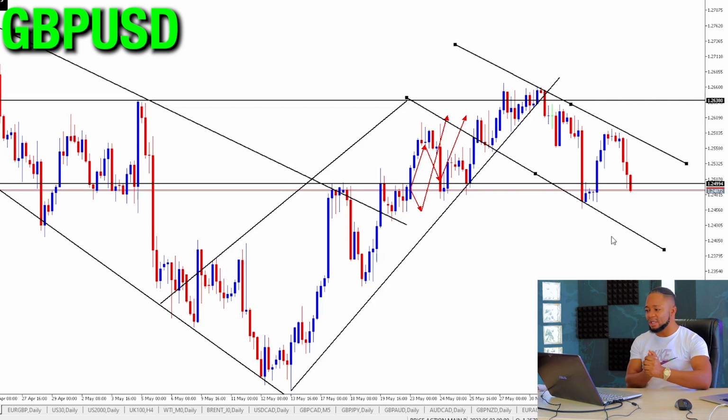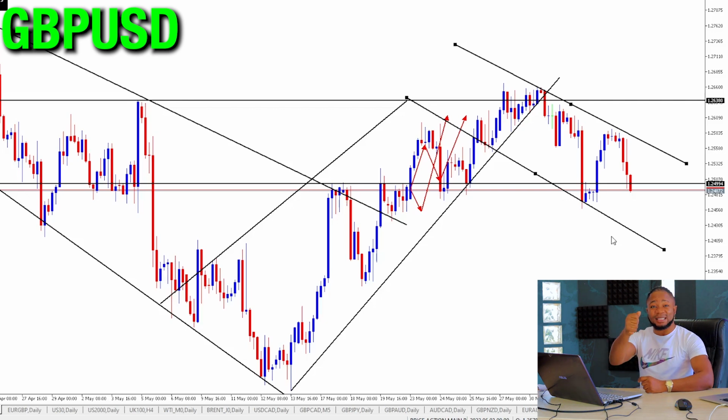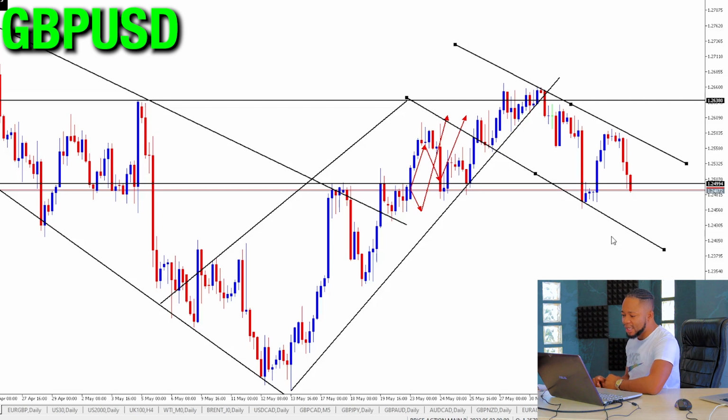Trying to catch a falling knife is when the market is in a downtrend and you're trying to buy, or the market is in an uptrend and you're trying to sell. It's like trying to catch a falling knife. It's going to wound you. You're not going to succeed. So the first rule is here, I only have to be looking for a sell signal.